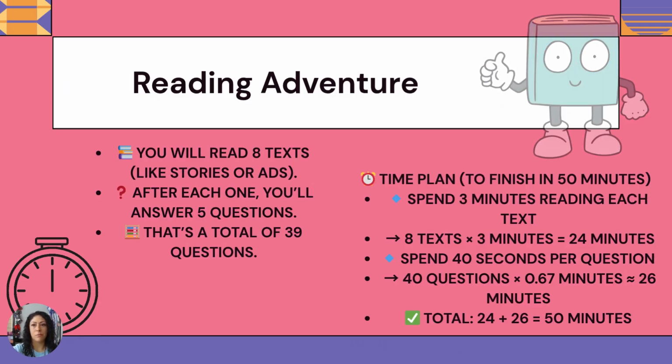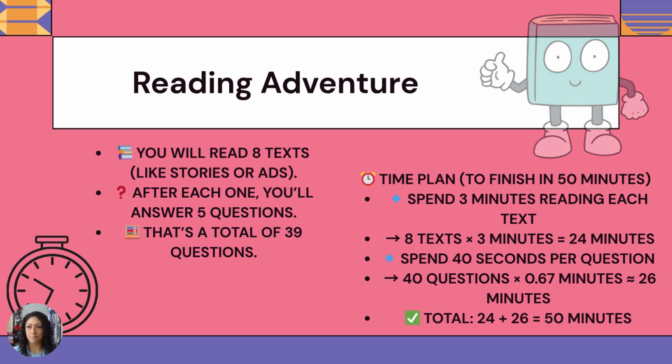Next, reading. You'll read 8 short texts, might be long, might be short, like stories or ads. And after each one, you'll answer maybe around 5 questions, and that would be a total of 40 questions of reading. Time plan. Since this is a timed test, you gotta think about how many minutes to give each question.